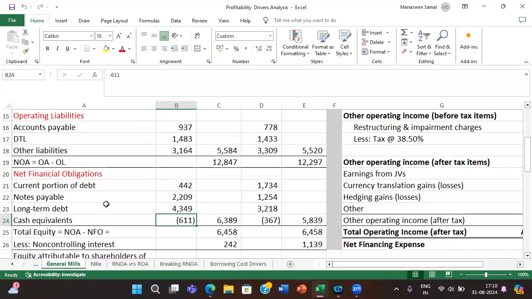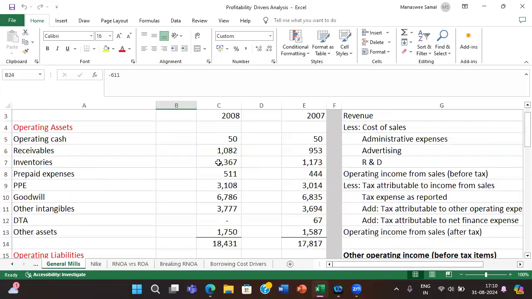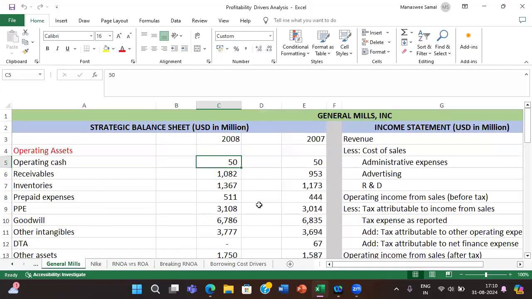This balance sheet has a situation of NFO. Financial assets are less than financial obligations, right? So I don't think I should explain that now. Total cash in the balance sheet therefore should be 661. 611 is here and 50 is here. That's how they have told us to proceed.